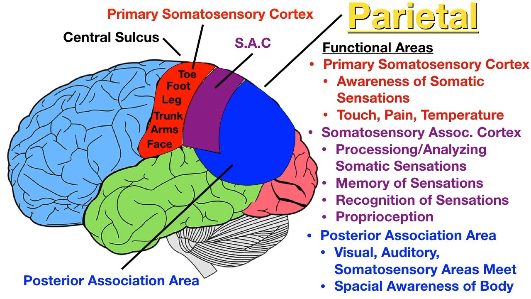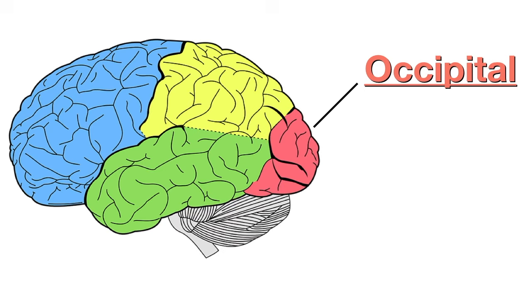So these are the main functional areas of the parietal lobe. Again, when you think of the overall function of the parietal lobe, think of somatosensory. Now we're going to talk about the occipital lobe.